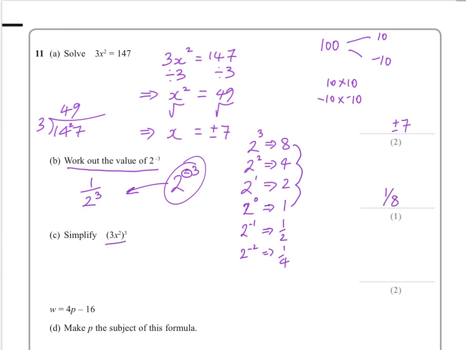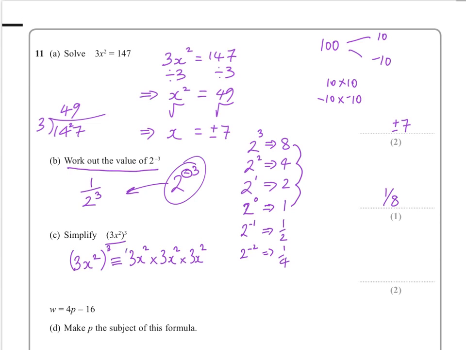We now want to simplify this, so we've got 3x squared all cubed, and that's going to be equivalent to 3x squared times itself again.